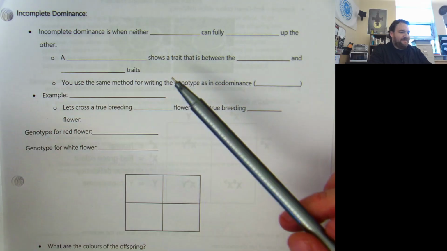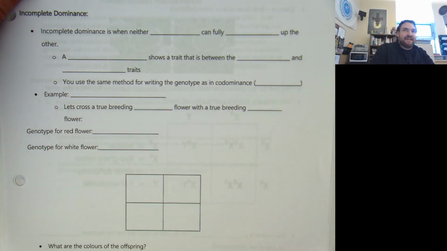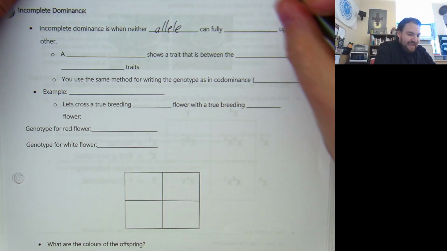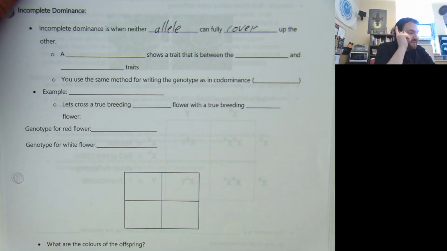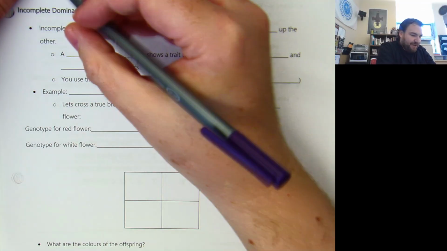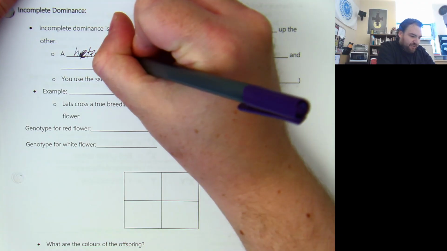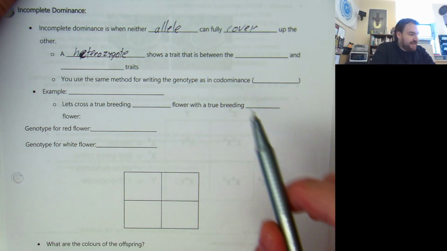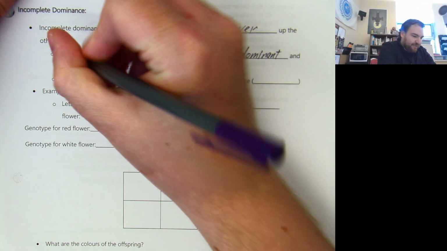Focus here, please. Okay, so we have codominance in pairs, where both traits show up fully. Now we've got incomplete dominance. Incomplete is the next one we want to talk about. Incomplete dominance is when neither allele can fully cover up the other, and neither is fully expressed. You get a heterozygote again. The heterozygote shows a trait that is between the dominant and recessive traits.